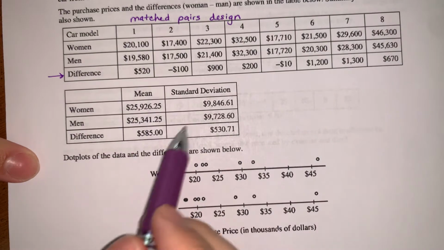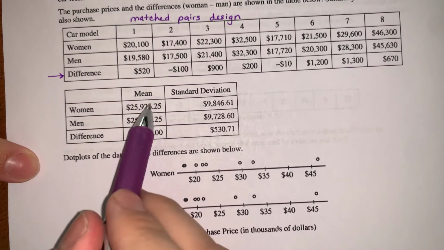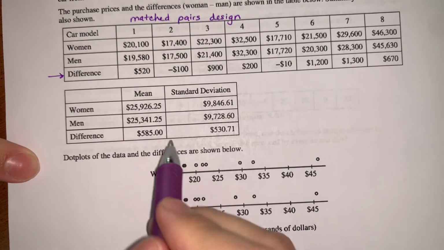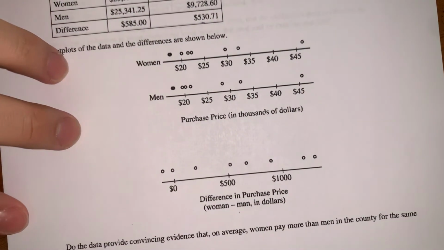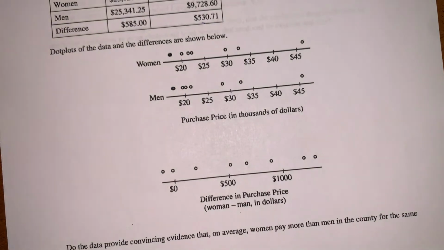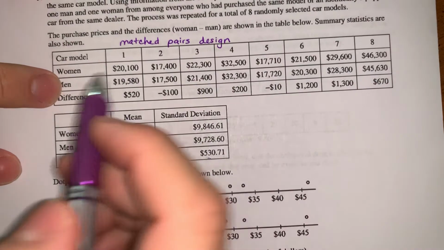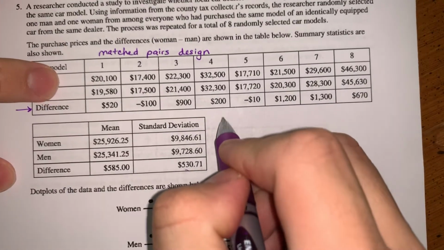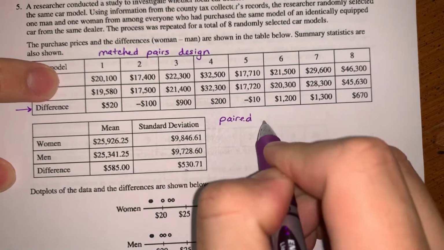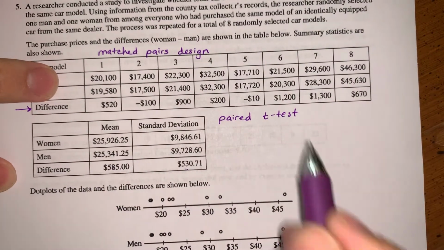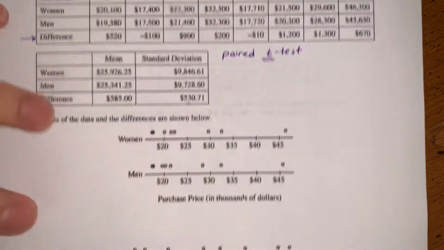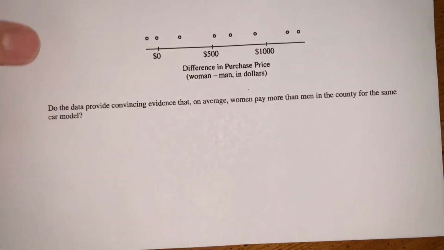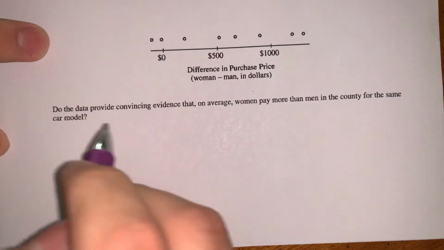They even gave you the mean and standard deviation of each individual group, the men and the women, and of the differences. And look at that. They were even nice enough to provide you with dot plots instead of you having to create your own box plot. But anyways, nonetheless, I think this is pretty indicative that we are going to be doing a paired t-test. Right? We're dealing with definitely a T because we're dealing with quantitative variables, price of the car. So let's just move on with our null and alternative hypothesis.